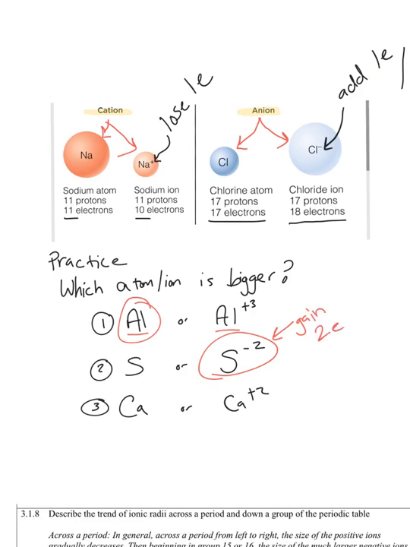Next one, Ca or Ca plus 2. Which one is going to be bigger? This is a cation, so you have to look in this section. Which one is bigger? It's going to be the Ca. All right, let's move on.